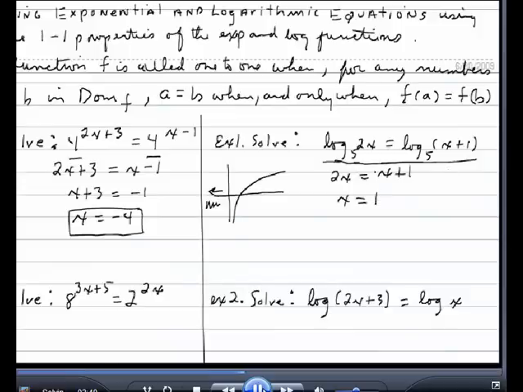Well, if I put 1 into the first argument of the log, I'm taking the log base 5 of 2. That's fine. That's not a negative number, and it's not 0. If I put a 1 into the second log, it's again log base 5 of 2.